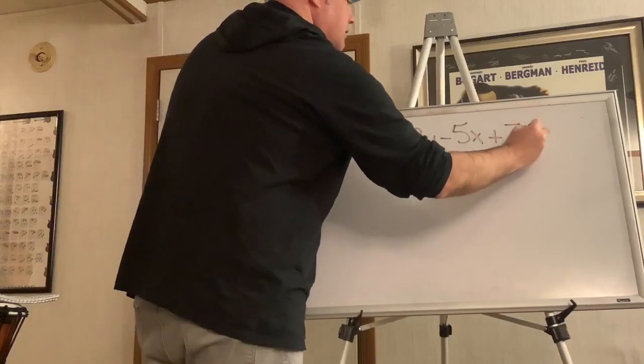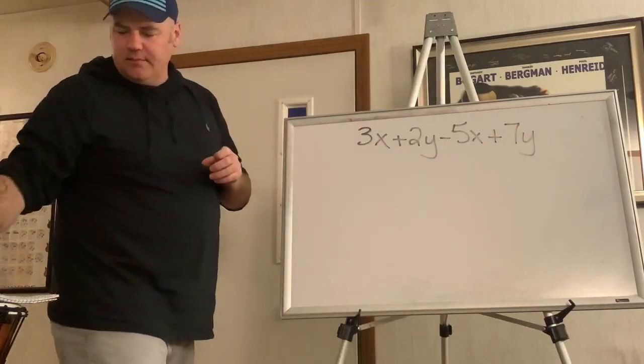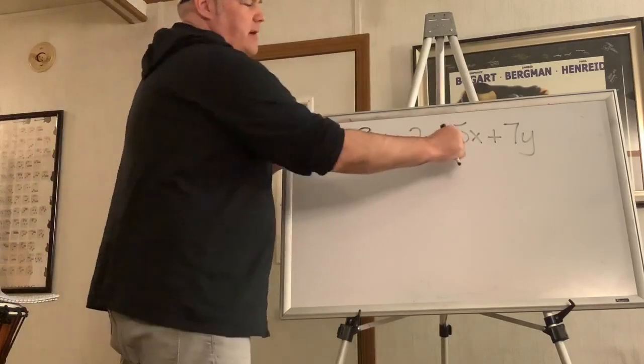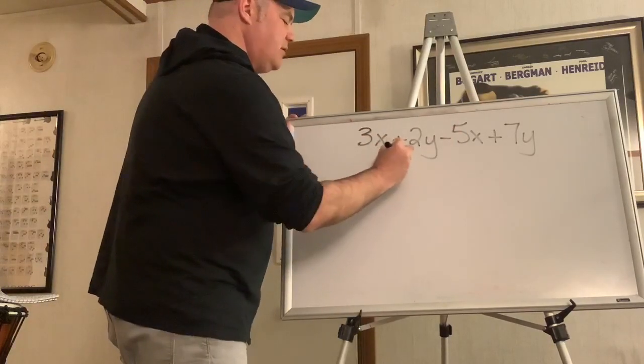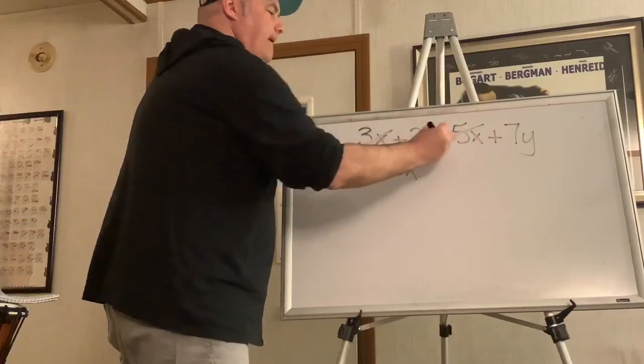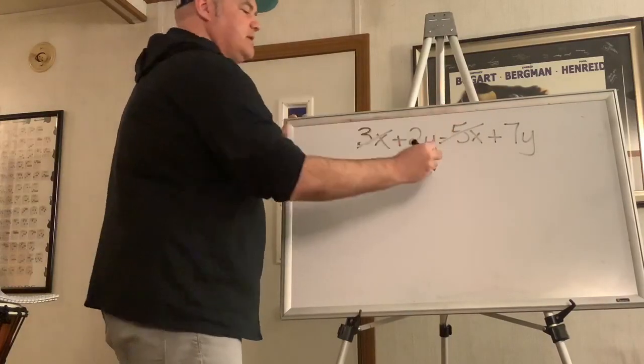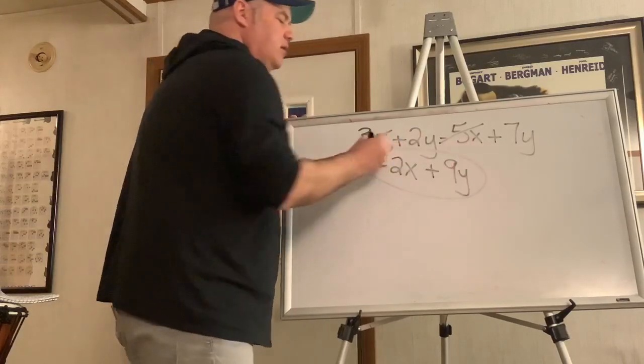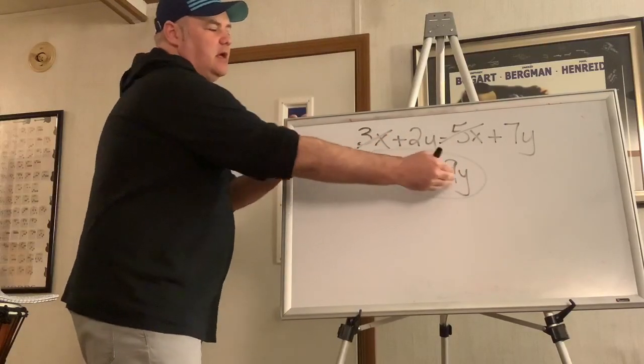Okay, so this was the first one that I had you do of combining like terms. So you can combine the x's. 3x minus 5x is negative 2x. Okay, and then 2y plus 7y is a positive 9y. You cannot combine those together because one has an x and one has a y.